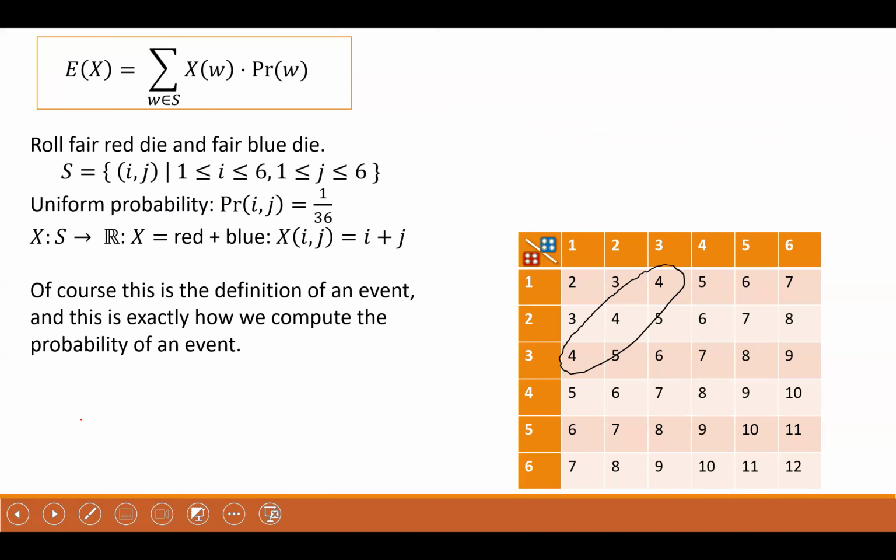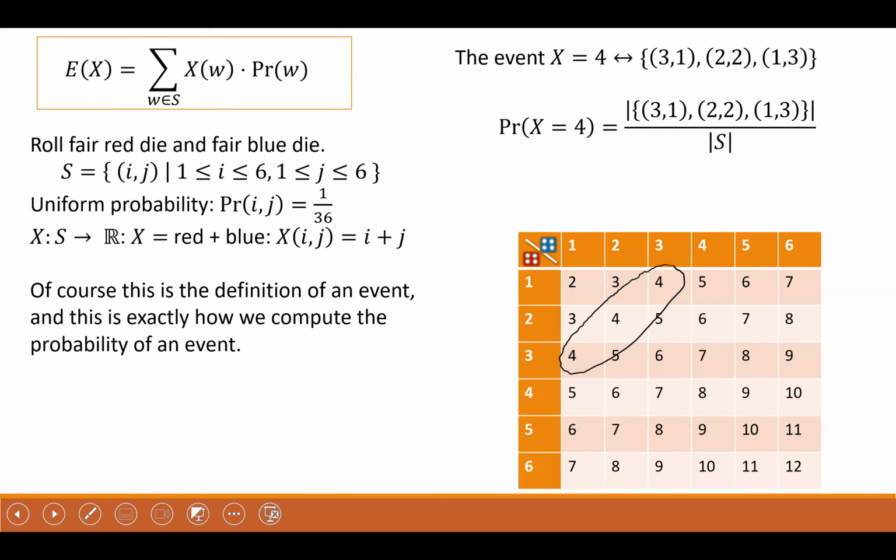So this is the definition of an event. This is exactly how we compute the probability of an event. So the probability that x is equal to 4 is equal to 3 over the size of the sample space, or 3 over 36.